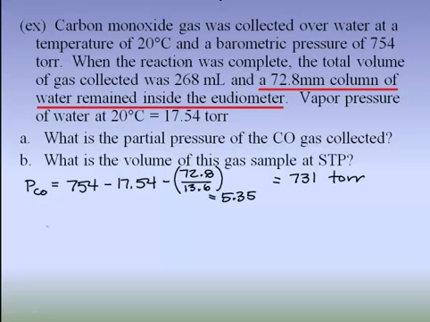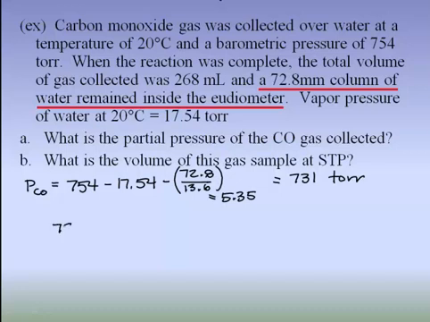Then part B asks for the volume at STP. So again, we're looking at a combined gas law question with our calculated pressure, the temperature, and the volume listed in the question as one set of numbers, the STP values as another set of numbers.